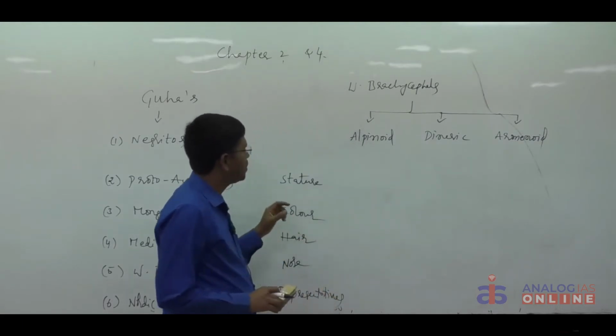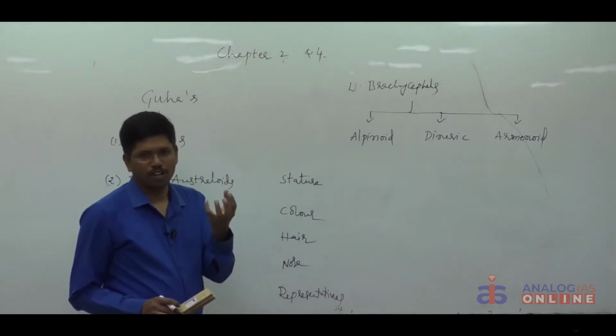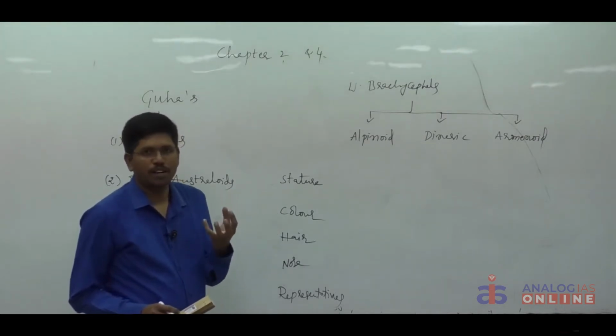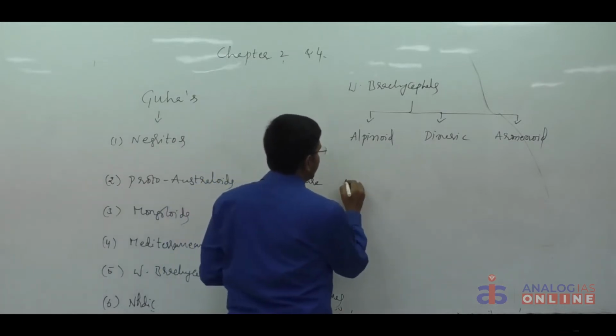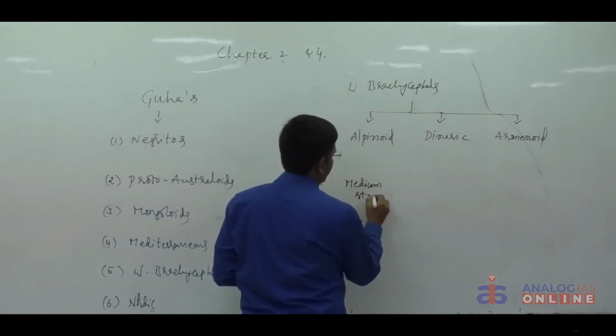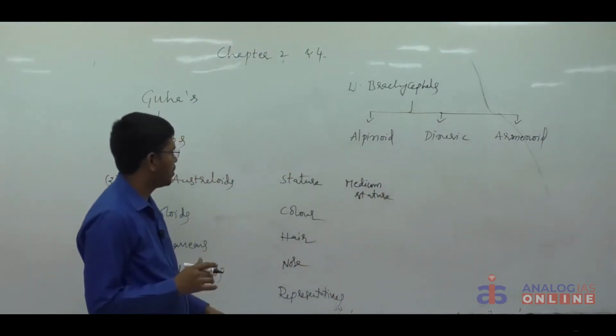But here, please remember, in mountain regions there will be more gravitational pull. That's why, even though there is a cold environment, height is not expressed to the maximum possible extent. That's why medium stature will be there. Alpinoid, here medium stature will be there.